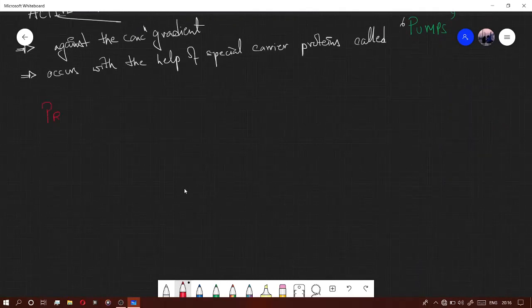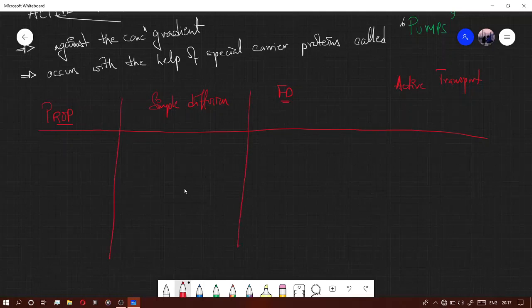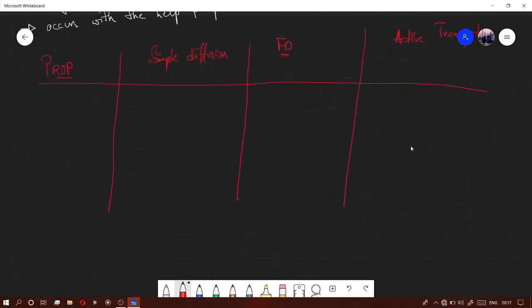So, properties. Now simple diffusion, FD stands for facilitated diffusion, and active transport. Okay, so this is a simple chart that I'm going to make. I'm sorry for my lines, guys. Please bear with me, I am drawing all vertical.